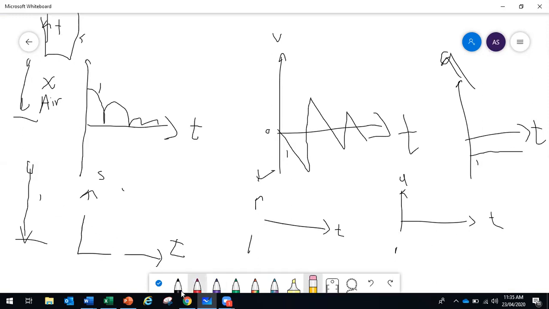So if I take downwards as positive, how does the VT graph look like? The VT graph goes up, right? The ST graph goes up like this, right? How is the AT graph? The AT graph is positive, right? Now tell me, assuming a straight line, how does the VT graph look like if you consider air resistance? There is air resistance now. What will happen to the graph?